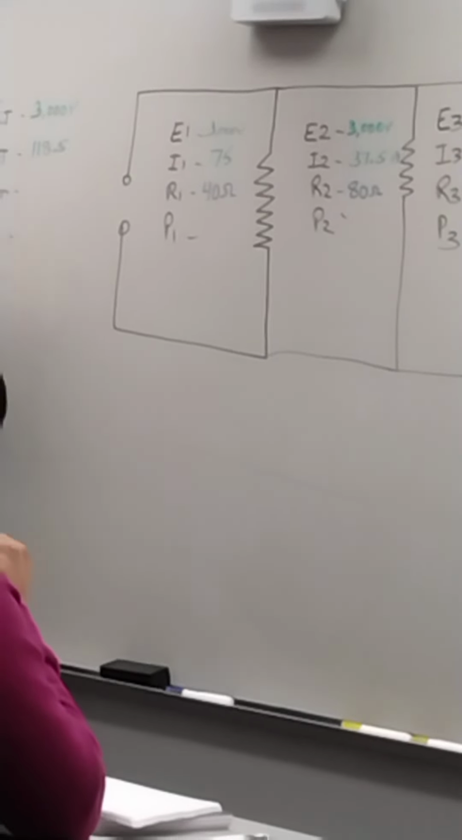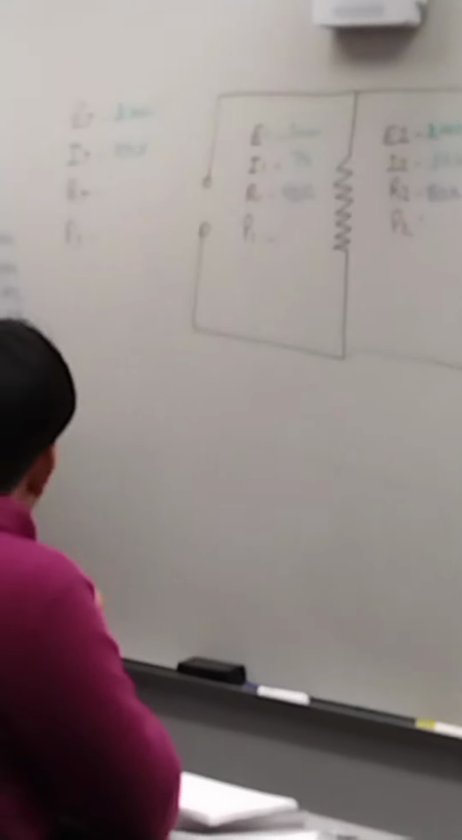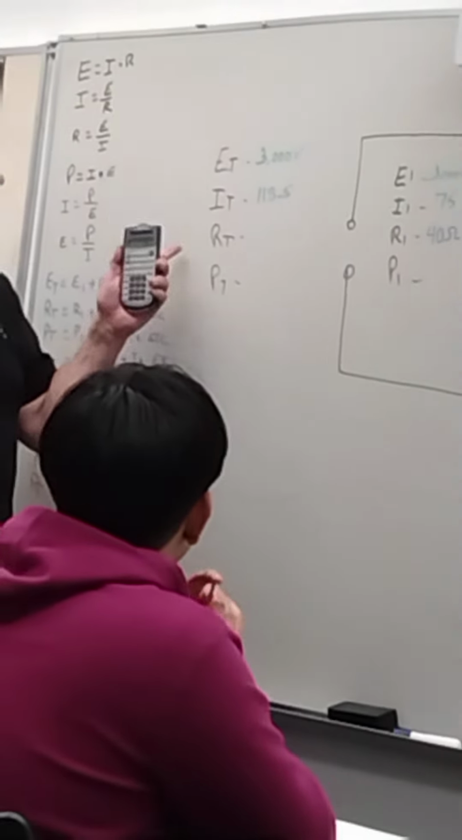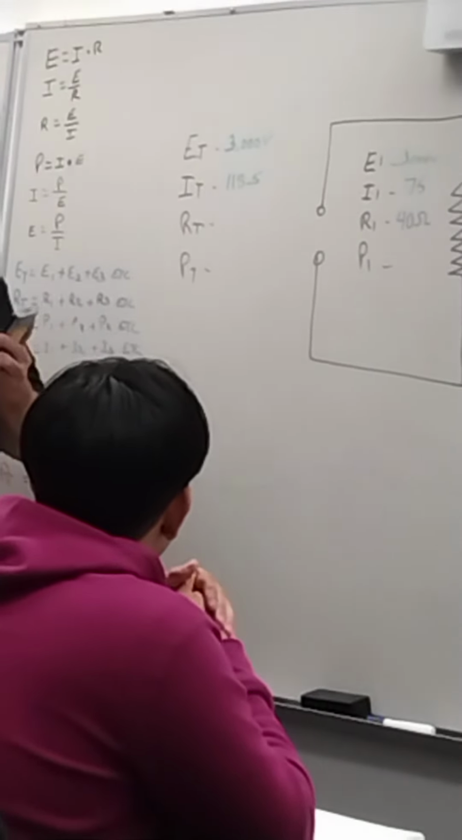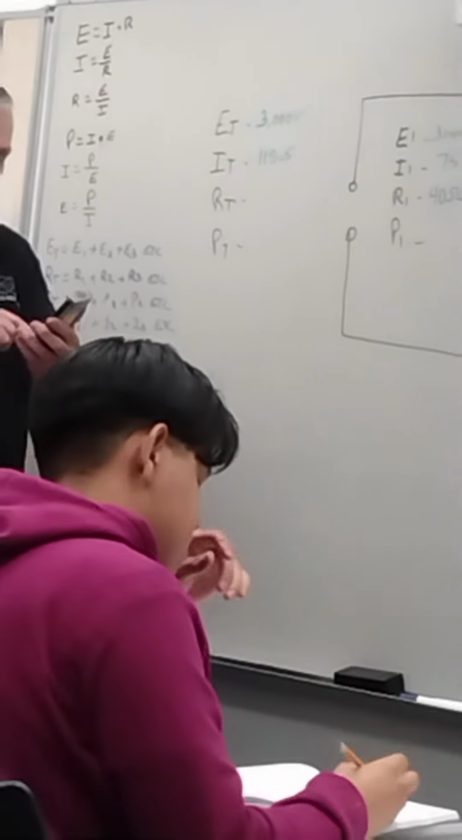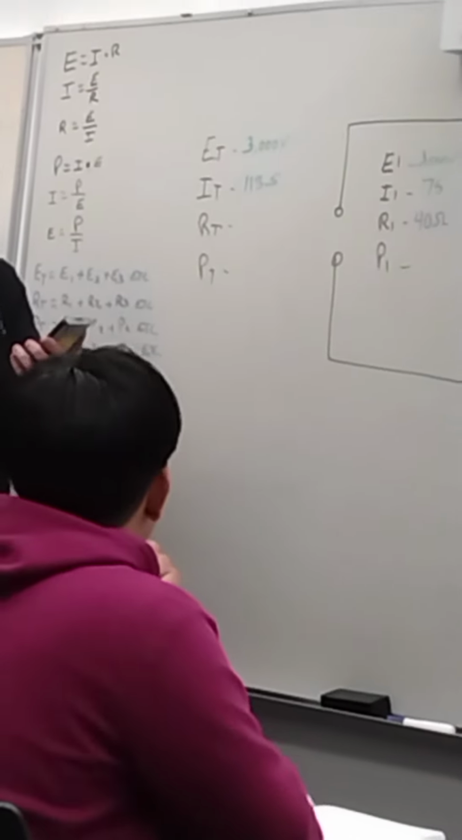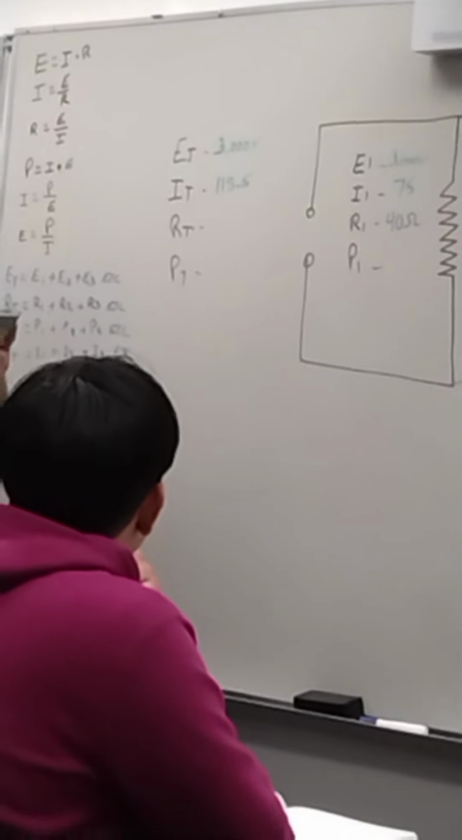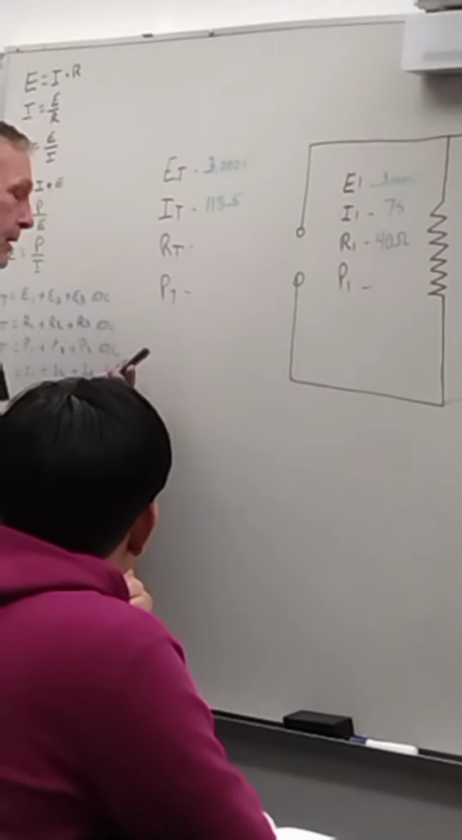So now I have this. Right now I can do what? I can find R total, and I don't have to go through that reciprocal formula. What is R total? E divided by I. So I take 3,000 divided by 118.5 equals 25.316.